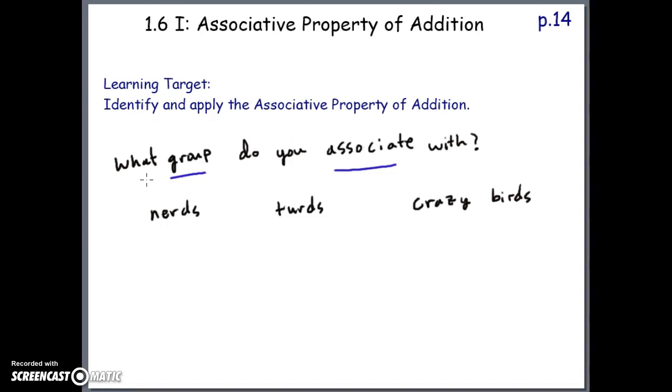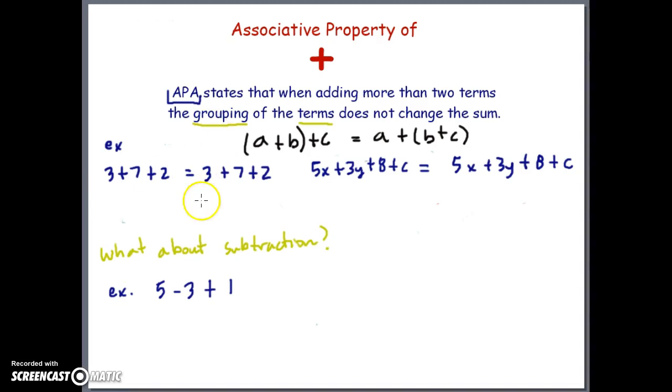And a great way of thinking about associative is the word group. So if you think about what group do you associate with, nerds, turds, or crazy birds, right? The words group and associate are synonyms for each other, just like the words commute and move. So group is a great way of thinking about the word associate: how you group something or what group you're in.